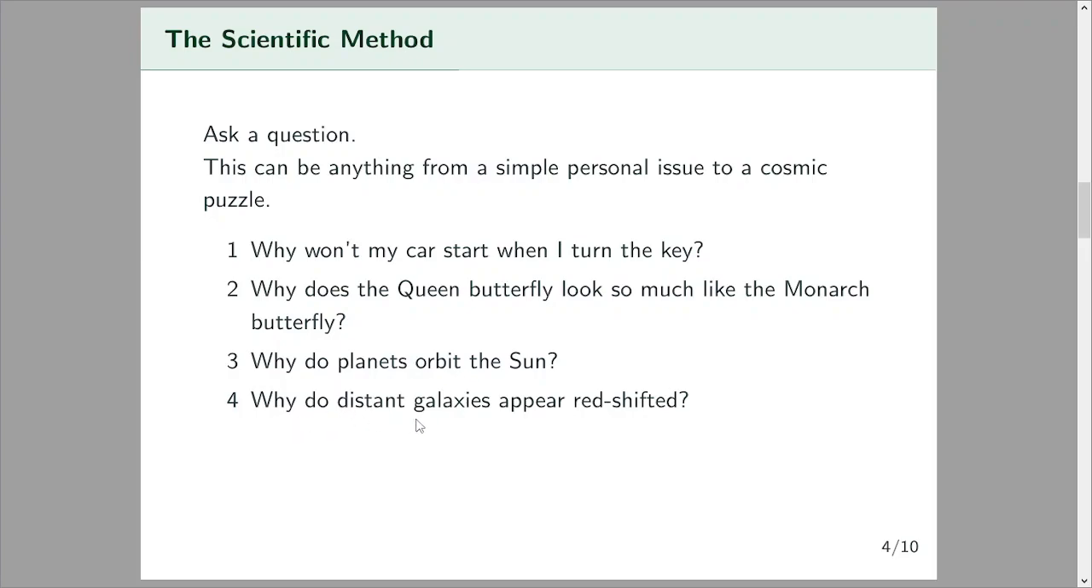Why do distant galaxies appear to be redshifted? We'll talk about redshift down the road, but what it means is objects that are redshifted are moving away from you. And so the question is, why do we see that? Why is that what we see?